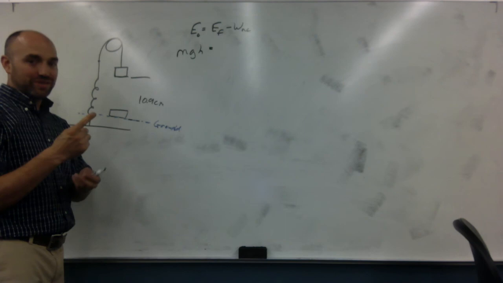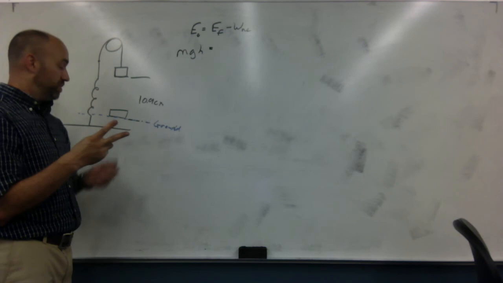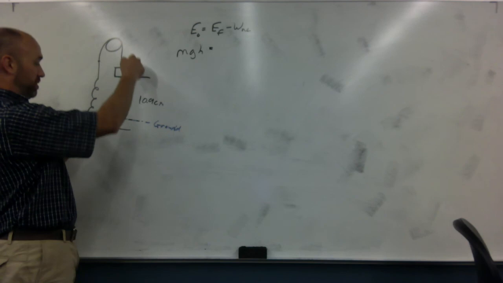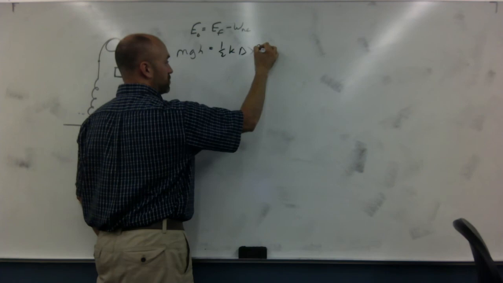Is it off the ground? No, it's on the ground. You put the ground there. Exactly. And then thirdly, is there a spring stretched or compressed? It's stretched. Yeah, so there's the spring. It got stretched out because the mass is way down there. So we've got 1/2 k delta x squared, and it said there was no friction.